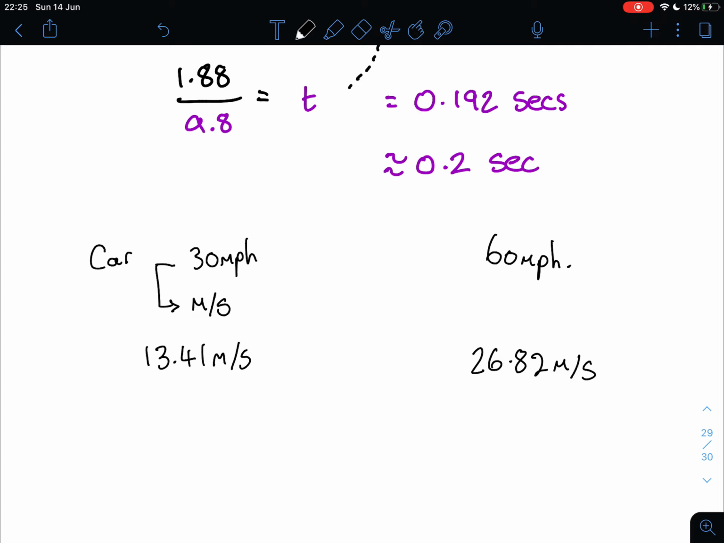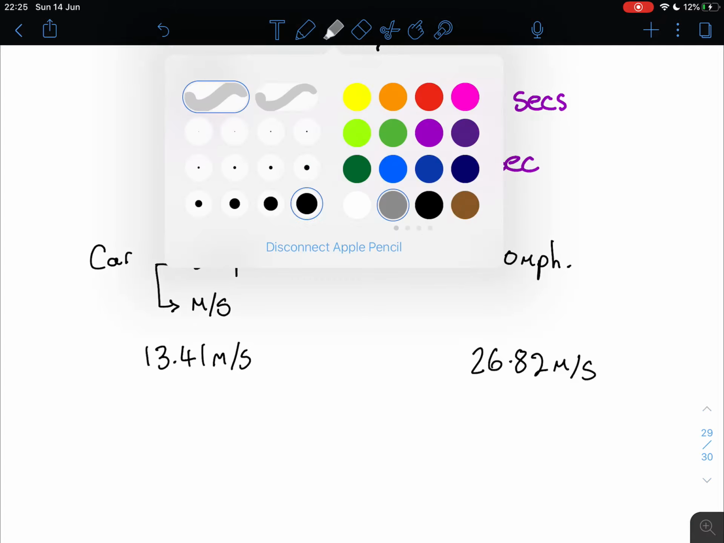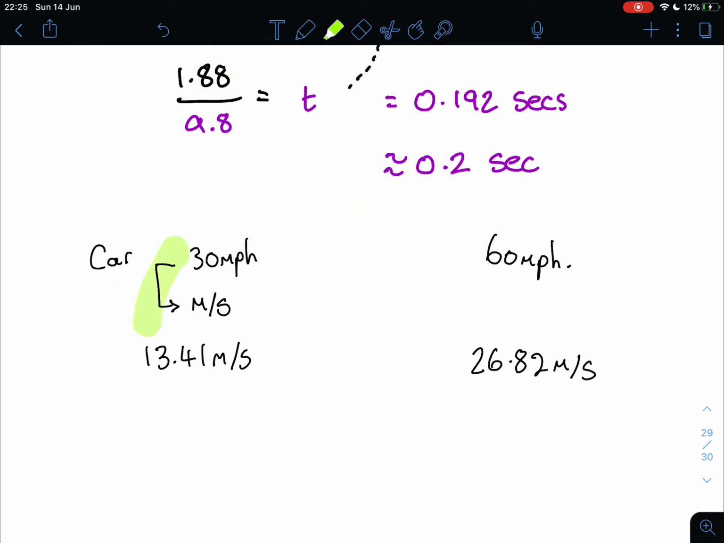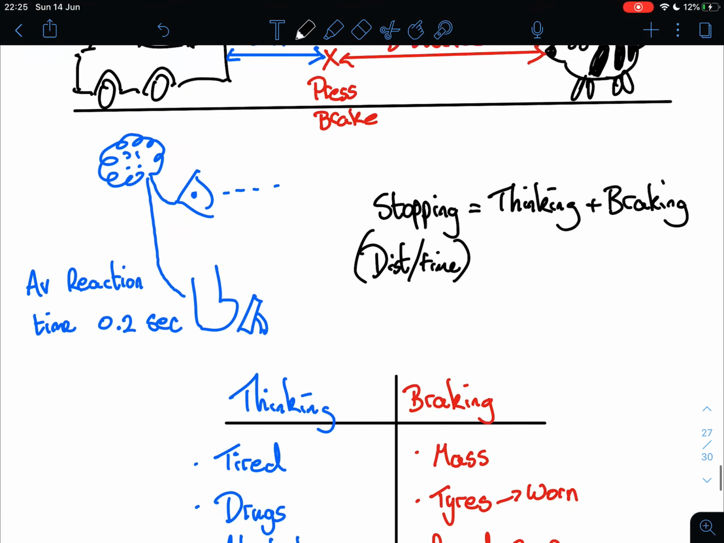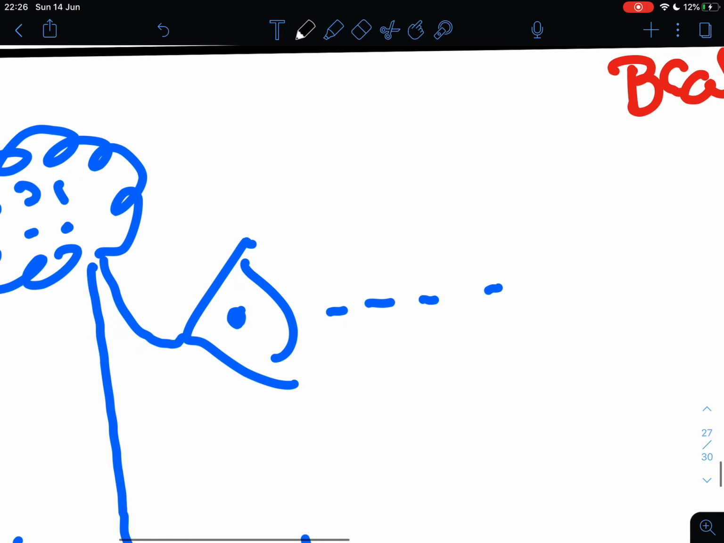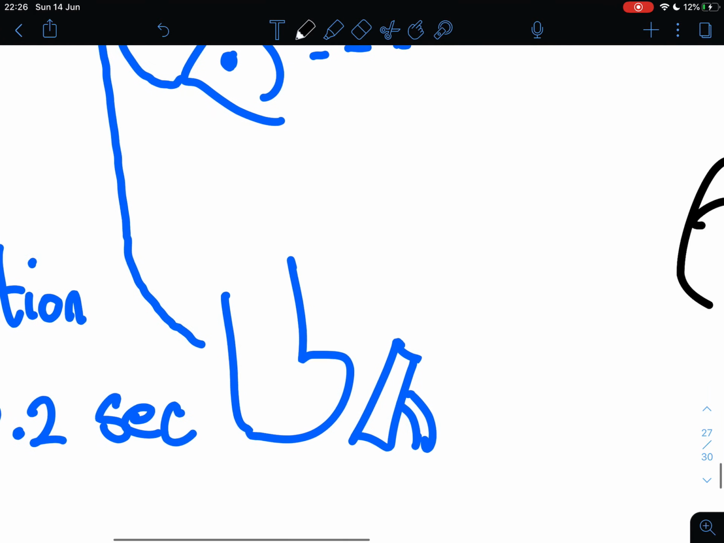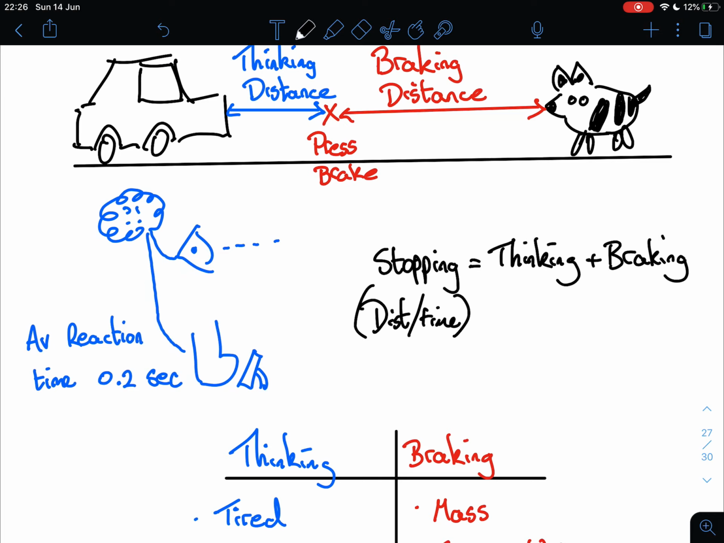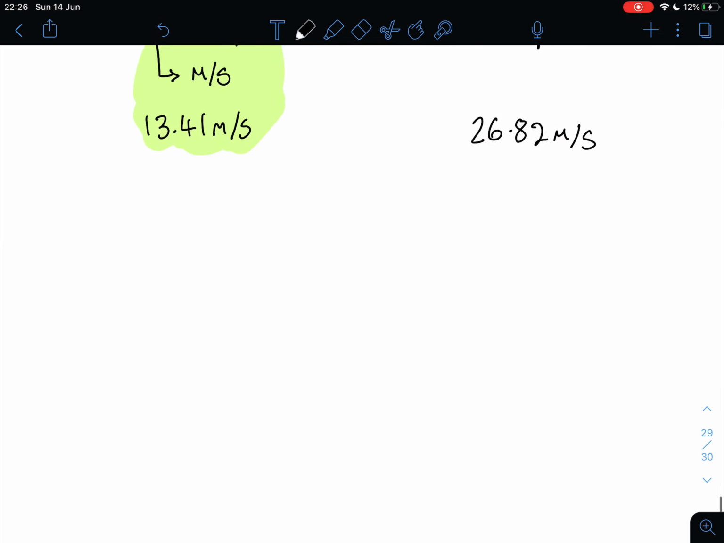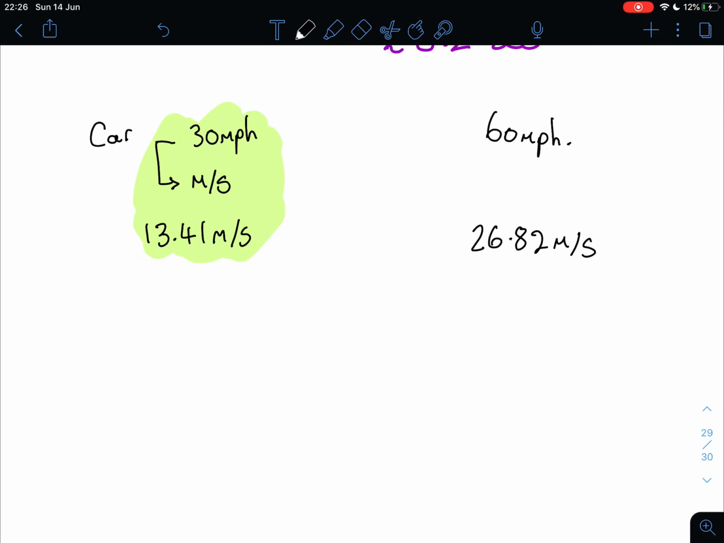So you see something in front of you. You're going 30 miles per hour like you should be in the area. So let's colour it in green for good. Let's have a look at how far you would travel in the time it took you to think. And if you remember, it's the time for it to go from your eye to your brain, for your brain to process it, send the signal to your foot, and you to hit the brake. So let's have a look how far you will have gone. The equation that links them is speed equals distance over time. Therefore, distance equals speed times time.